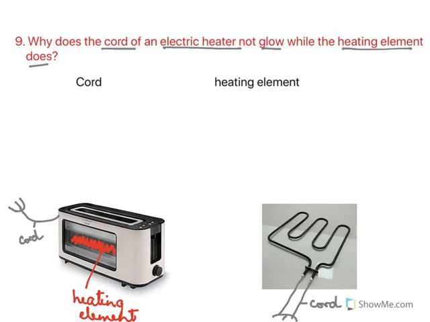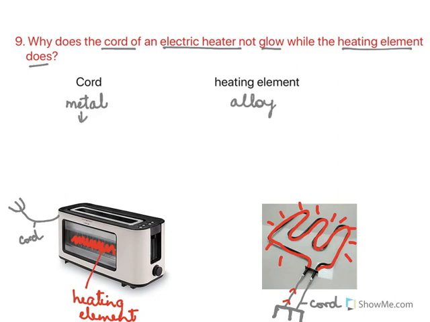And when the same current is passing through both, we find that the heating element gets very hot and it gives out heat, but the cord does not get hot. This is the plug to which we connect it. This cord does not get hot because they are made up of 2 different elements. The cord is made up of a metal and the heating element is made of an alloy.